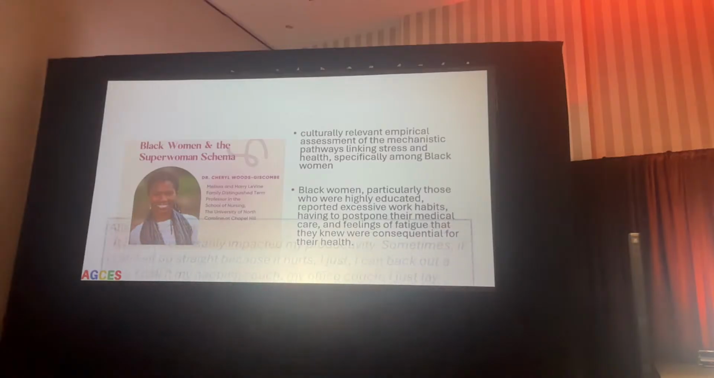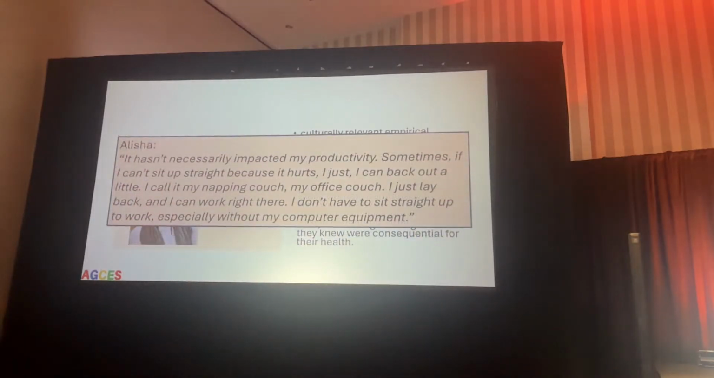And this is what she said after her surgery for fibroids while still suffering with endometriosis pain. Well, it hasn't necessarily impacted my productivity. Sometimes if I can't sit up straight because it hurts, I can back out a little. I can call it my napping couch, my office couch. She's still suffering. She's still suffering.